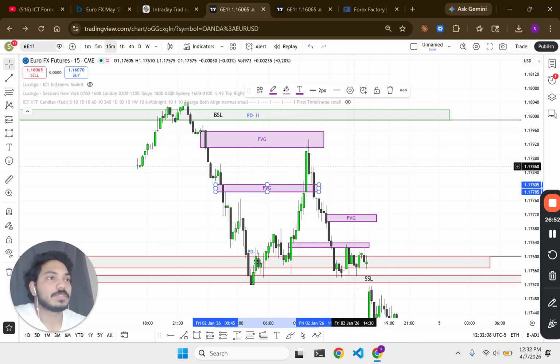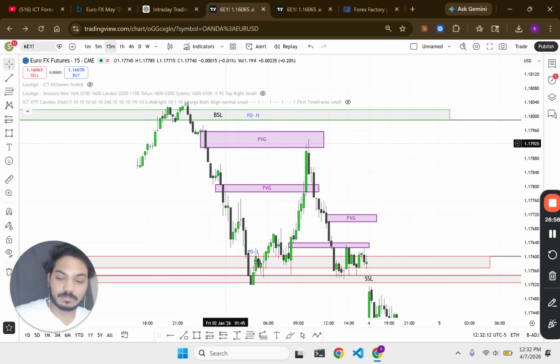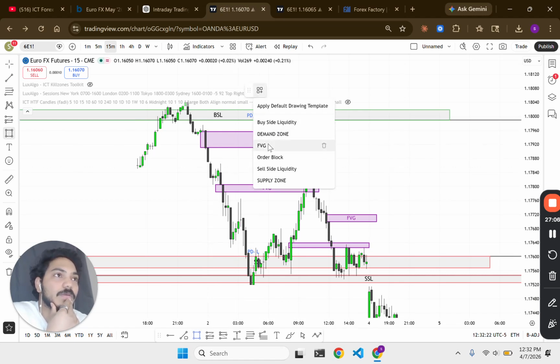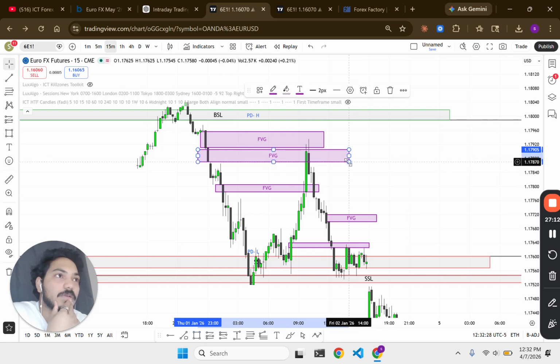Fair value gaps. Even you see a fair value gap here as well. So that's a strong selling momentum. So it tries to collect all those orders. So it came back to that and hit through this.